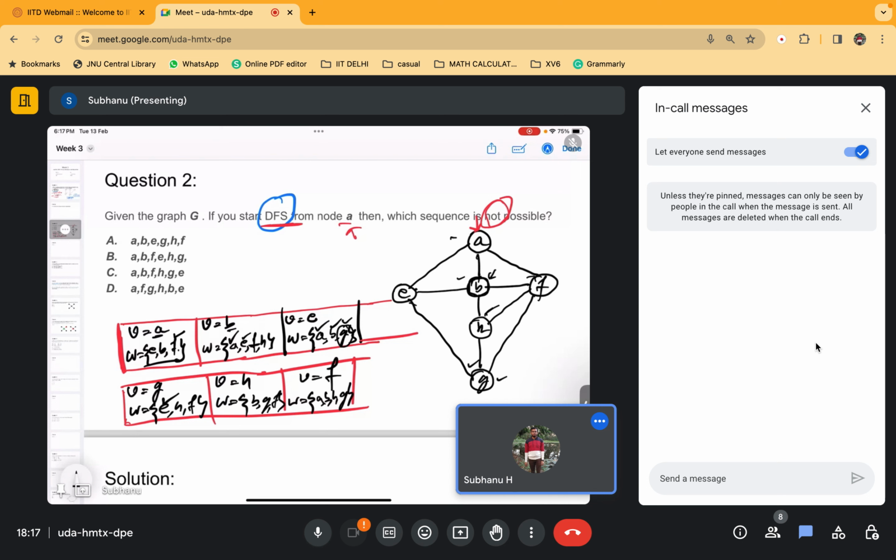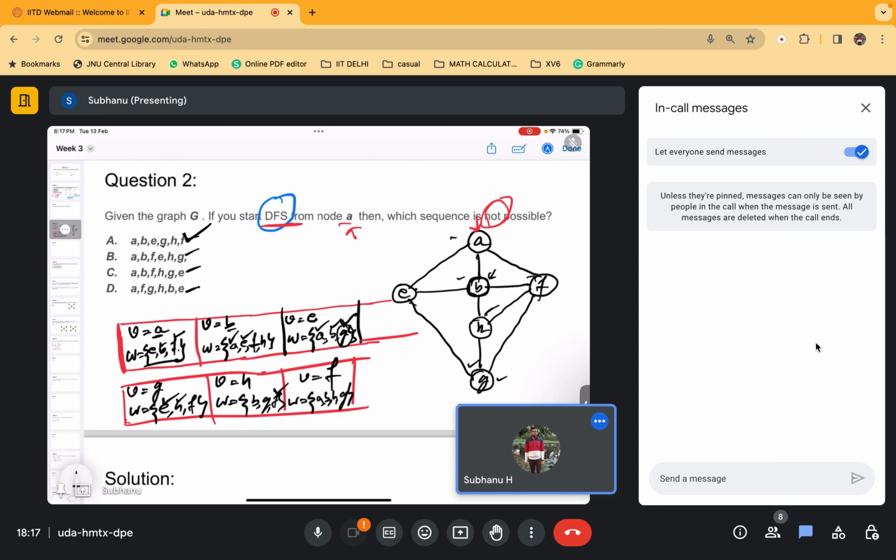So now compare the options one by one. A, B, E, G, H, F. Is this possible? From A, you can go to B, then E. From E, then G. Yes, G is possible. Then H, H is also possible. Then F, F is also possible. So this is possible.